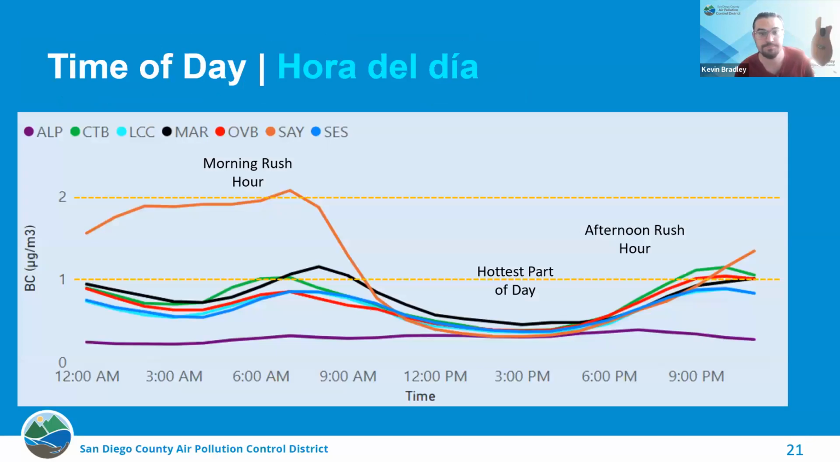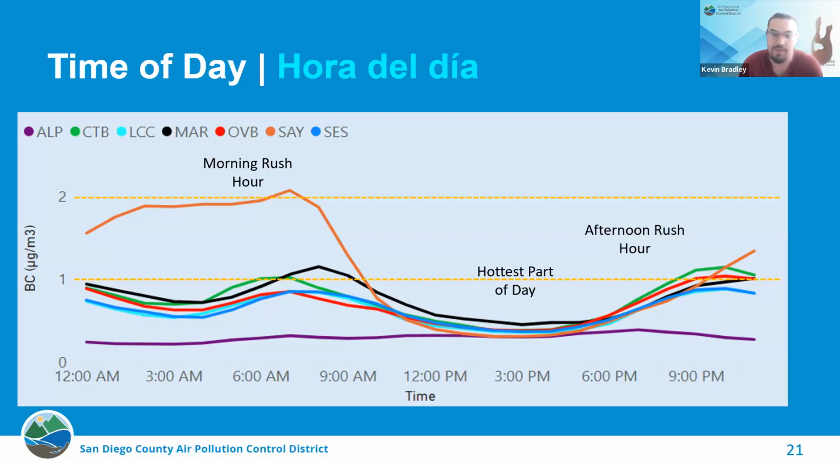Next slide, please. Okay, so what we did with the data is we took essentially the averages of each hour of the day. Thank you, Lydia. We took an average of each hour of the day and then plotted that on this graph. And so what we're seeing here is, hour by hour, the average levels at each of our sites, including Alpine, Boston Avenue, Chicano Park, Marine Terminal, Ocean View Boulevard, San Ysidro, and Sherman Elementary School.